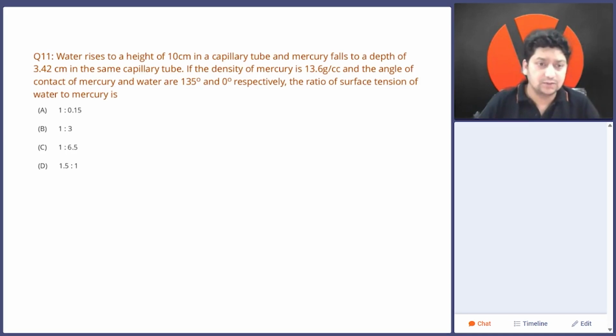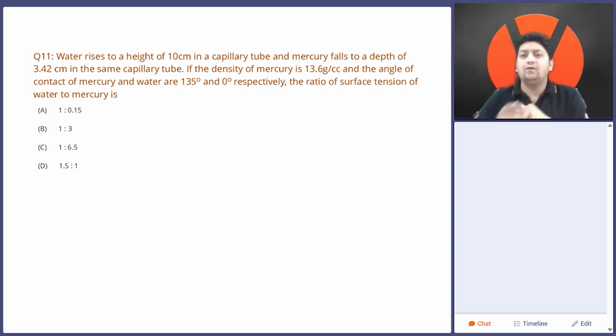Let's move to the next question. Let's see what the next question says. Water rises to a height of 10 centimeter in a capillary tube and mercury falls to a depth of 3.42 centimeter in the same capillary tube. If the density of mercury is 13.6 grams per cc and the angles of contact of mercury and water are 135 degrees and 0 degrees.